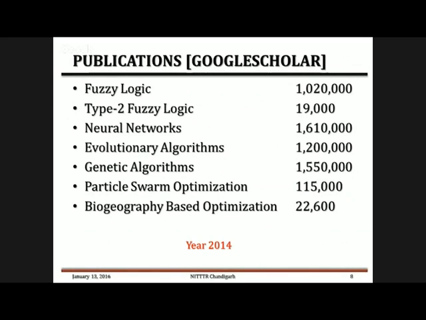Lakhs of papers have been published on fuzzy logic. Type 2 fuzzy logic is a bit new, but not that new; even about 20,000 have been published. This is data from 2014. Neural networks, evolutionary algorithms, genetic algorithm, particle swarm optimization: these are some keywords searched on Google Scholar, and then I can see how many papers there are.